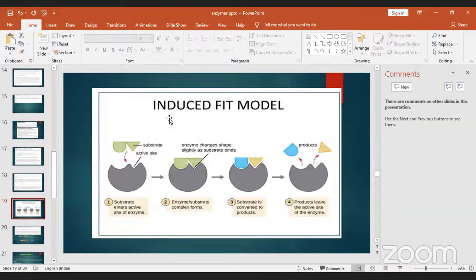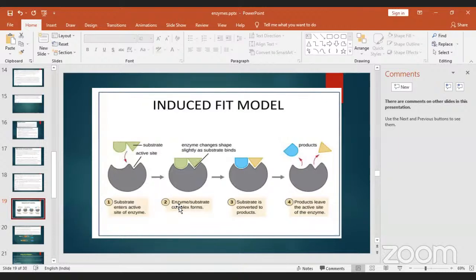First, the induced fit model. As in the first case, this is the substrate, and this portion is called the active site, where the substrate binds to an enzyme at a specific site. The substrate enters the active site of the enzyme. This is called the substrate, this is the enzyme, and this portion is the active site.